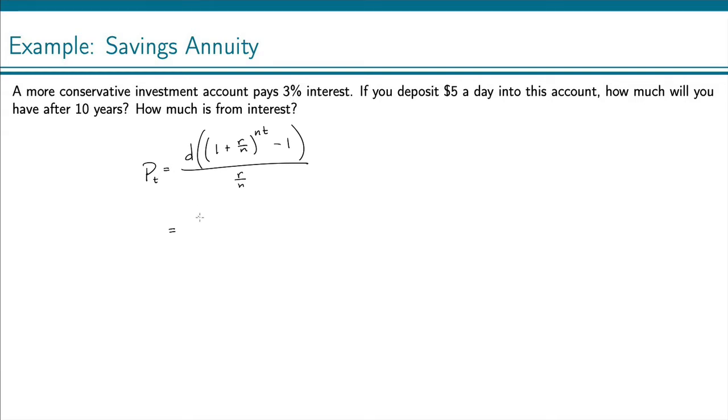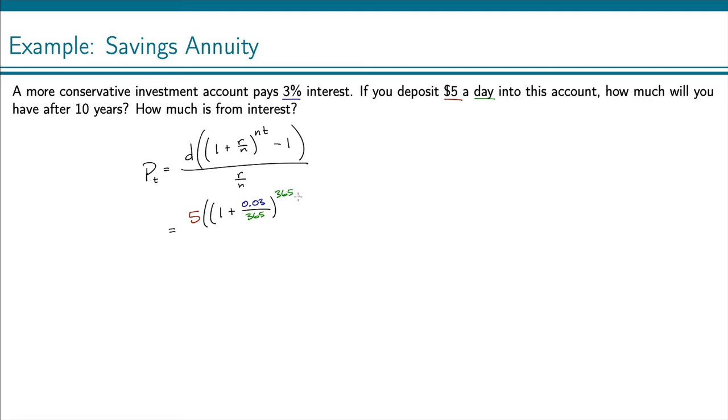So our deposit amount is our $5, so that goes right here. And then we have 1 plus our interest rate, R, which is 3%. Converting that to a decimal, 0.03. N is the number of times compounded per year. Since we're assuming that our compounding period is the same as our deposit period, we're compounding every day, and that's 365 times per year. So we put that up here as well.